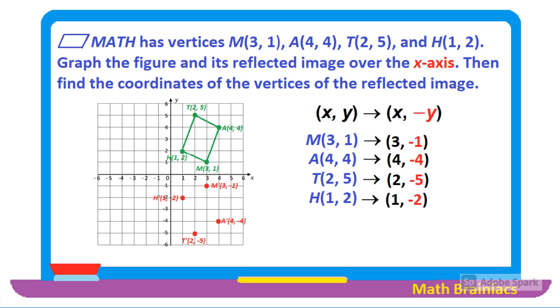The ordered pair of point H is 1 and 2. We're going to keep the 1 and take the opposite of 2, which is negative 2. Therefore, H prime is when x is 1, y is negative 2.